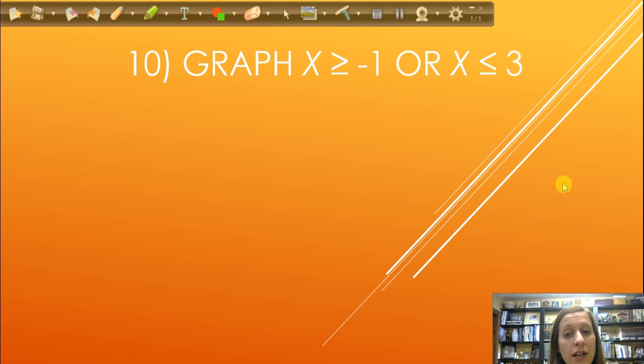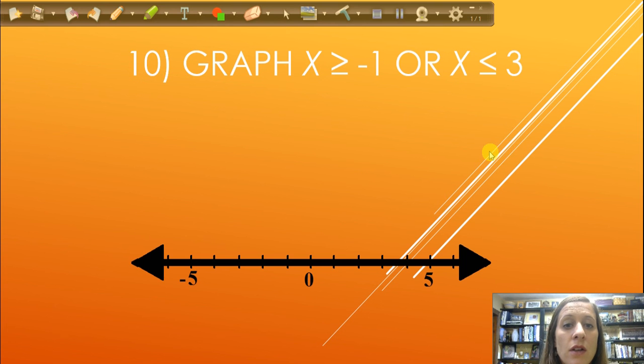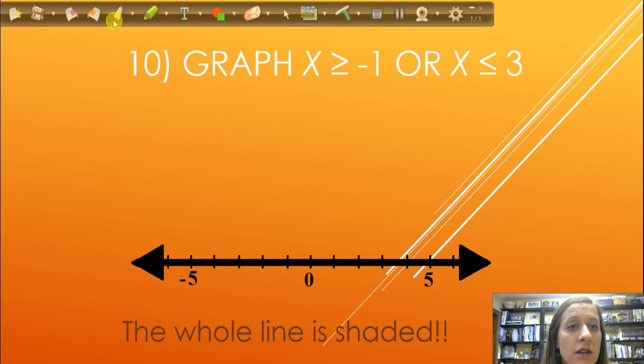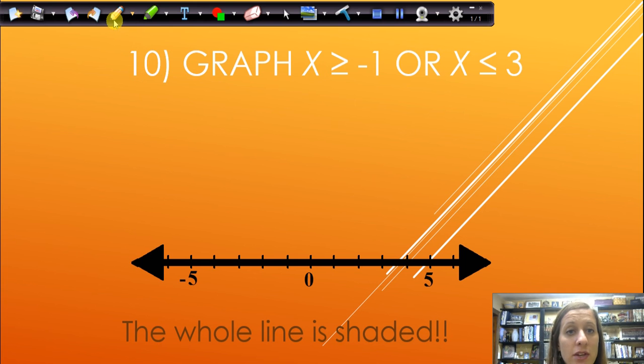And here is our final compound inequality. We are going to graph x ≥ -1 or x ≤ 3. So this is actually the solution to this graph. It would be the entire number line.